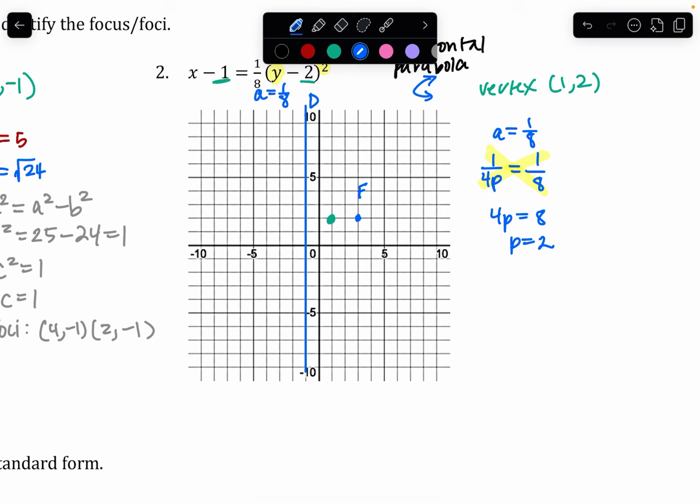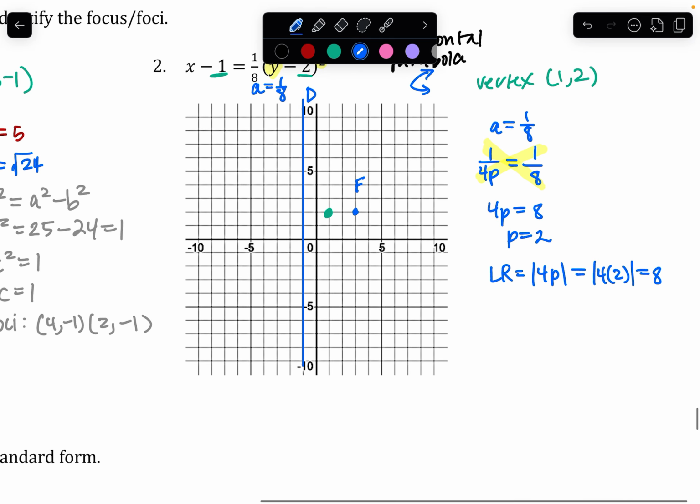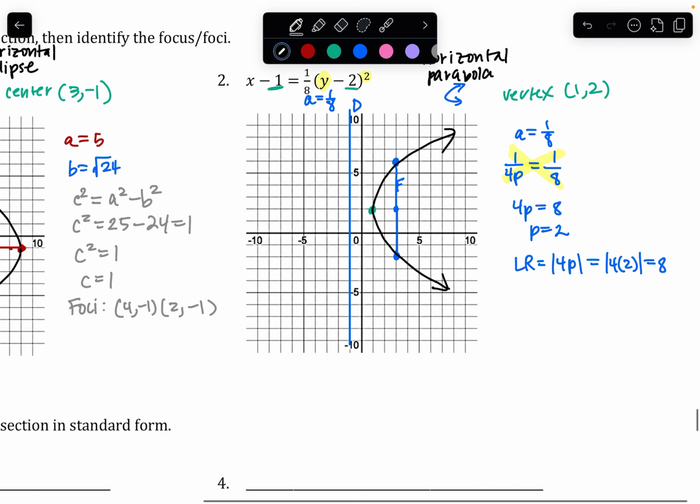And so now to get 2 more accurate points, we need what's called the focal diameter, or LR. And the formula for the LR is absolute value of 4p. And so in this case, absolute value of 4 times 2, which will give us 8. And so that's the diameter. So that means the radius on each side of the focus is going to be 4. And so 4 units up and then 4 units down, so that the whole length of the focal diameter is 8. And so the parabola is going to go through that top point. It's going to go through the bottom point. And since they asked us to identify the focus, it has an ordered pair of 3, 2.